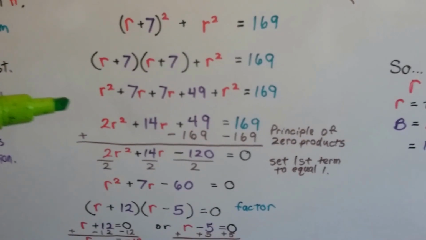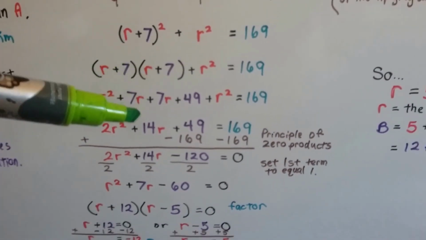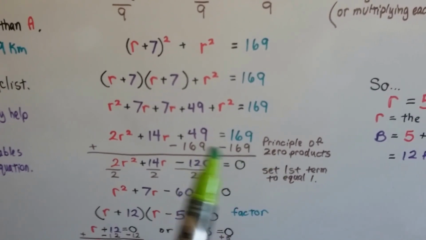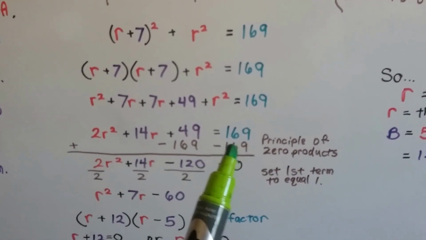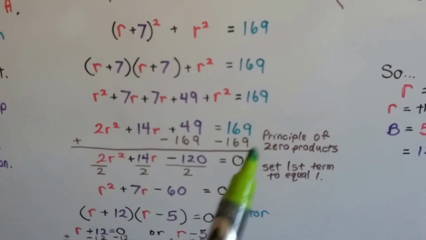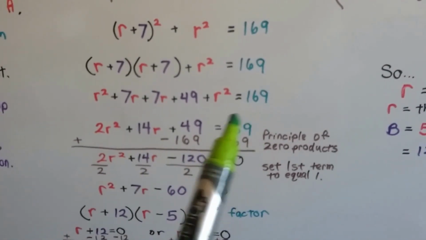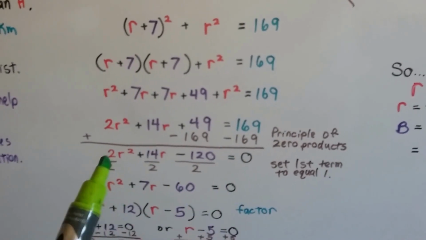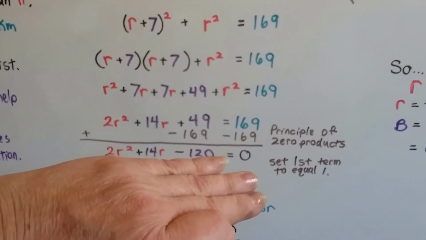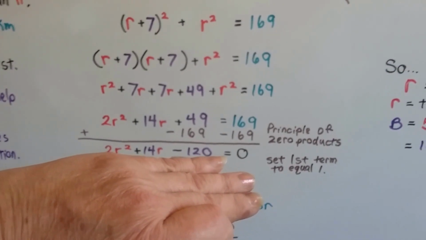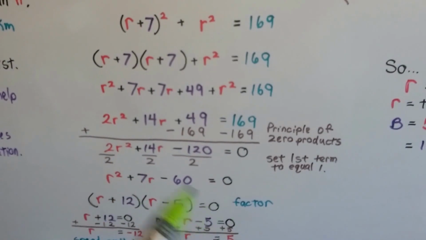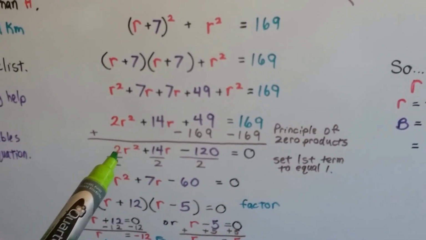We're going to combine like terms. So this 7R and this 7R makes 14R. And we're going to set it to equal 0. So we're going to add a negative 169 to both sides of the equation, make this an additive inverse, a 0 pair, so now it equals 0. And we've got 2R squared plus 14R minus 120 equals 0.